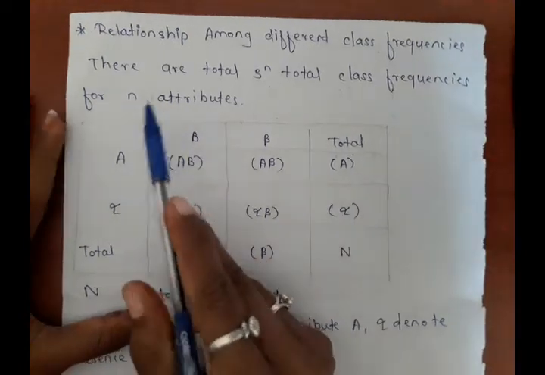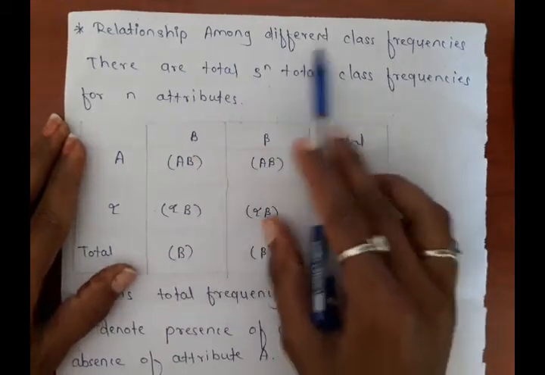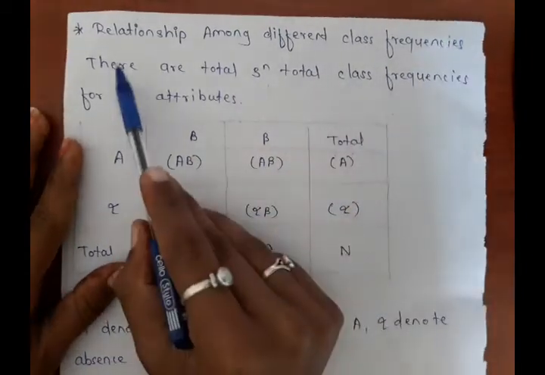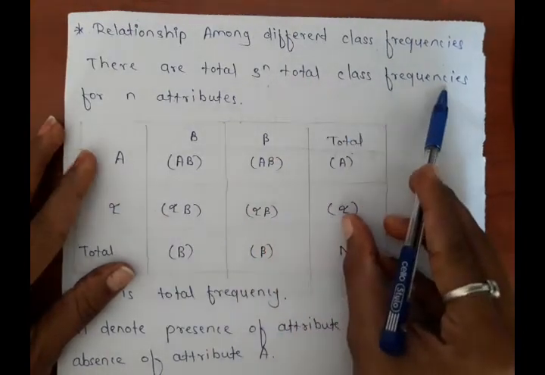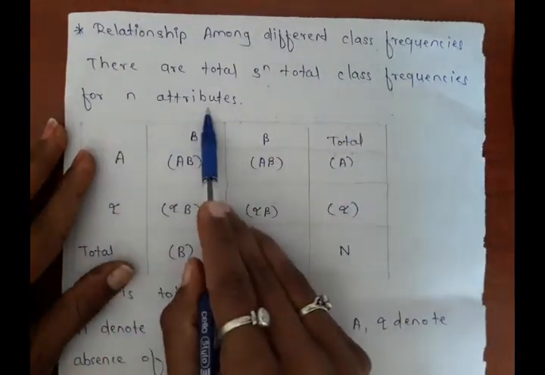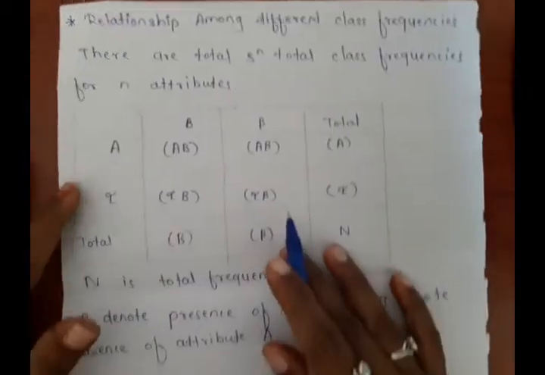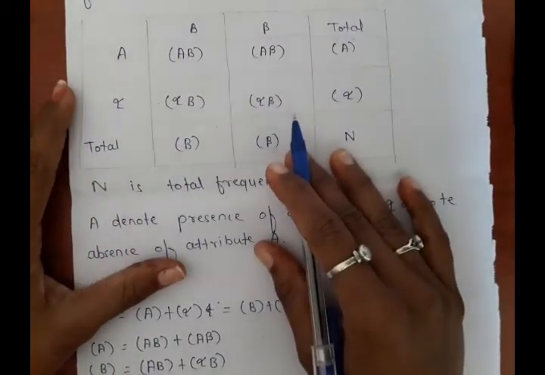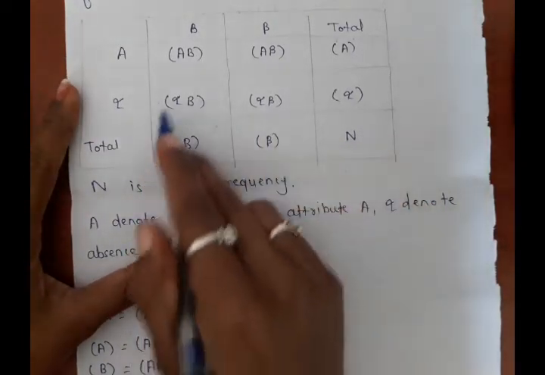Hello student, in the next video our next topic is the relation among different class frequencies. There are a total of 3 raised to n class frequencies for n attributes, and the relation between the different class frequencies of two attributes A and B is as follows.